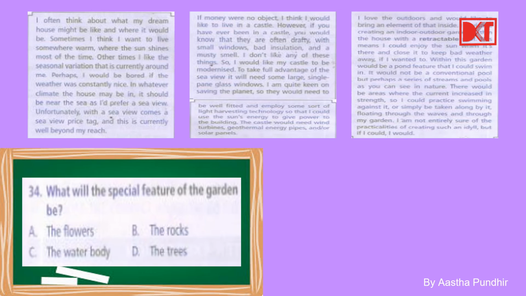Okay, so the next question says, what will the special feature of the garden be? The flowers, the rocks, the water body, or the trees? Okay, for the garden. So where was this person talking about the garden? Here, an indoor-outdoor garden with a retractable roof. And here we talk about this pond feature. This will not be a conventional pool, series of streams, etc. So what is it talking about? C, the water body. Right.